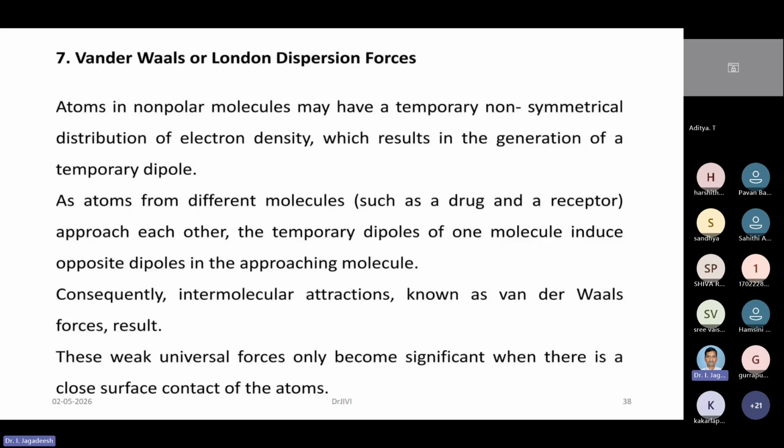One molecule induces the opposite dipole in the approaching molecule, and this causes the interaction. Consequently, the intermolecular interaction known as van der Waals forces results and causes the binding of the drug to the receptor. These weak forces only become significant when the atoms are in close surface contact. Otherwise, it is not possible. It is not like a magnet and metal, as we saw in ionic bonding. Only when they come into proximity will they be activated and form a bond.